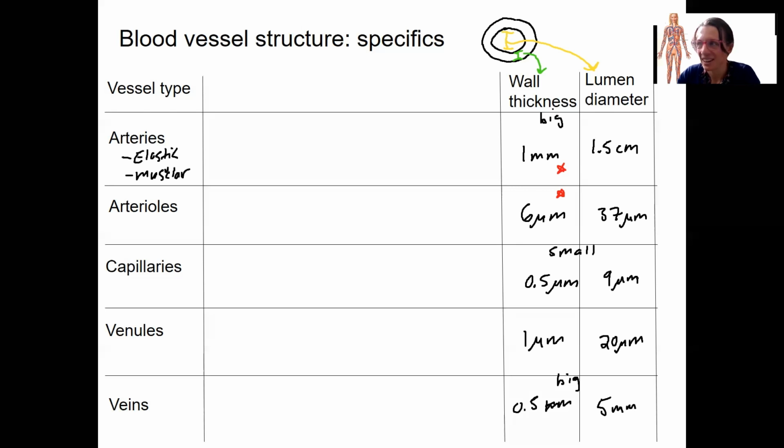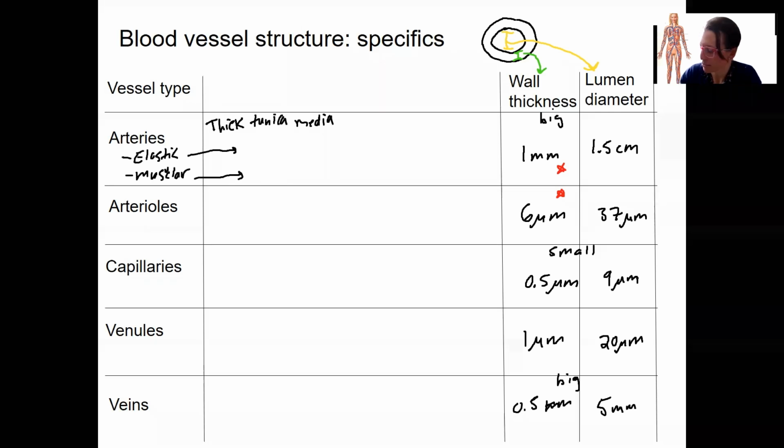Okay. Let's keep going and look at the composition of different tissues for these. So let's start with arteries. There are 2 different types. They're all going to have a thick tunica media, both of these. For elastic and muscular, it's slightly different. For muscular, we're going to have a thick, smooth muscle layer.